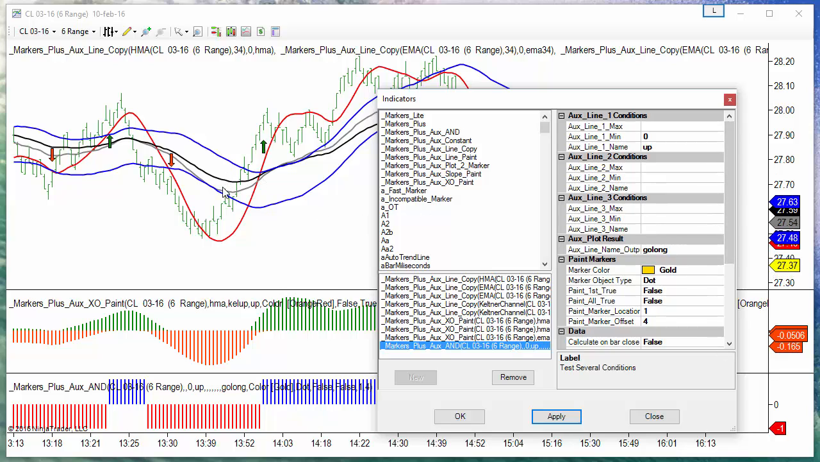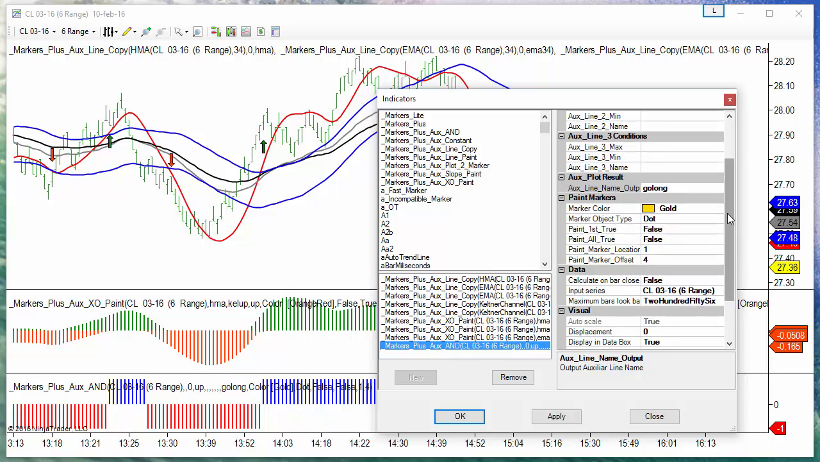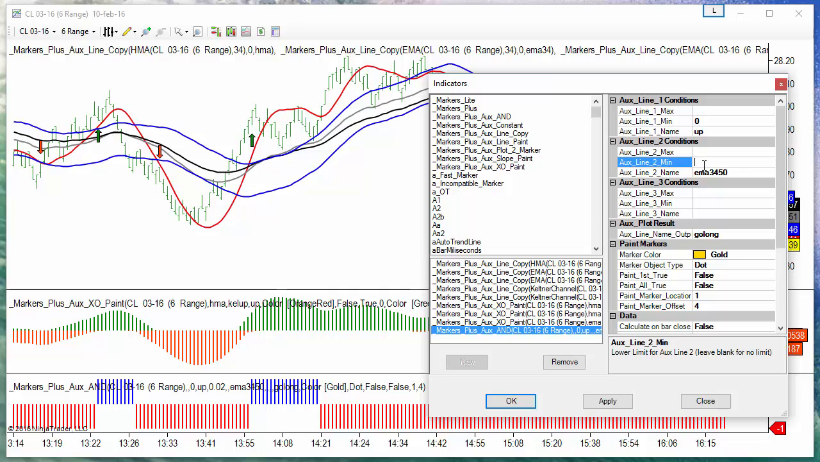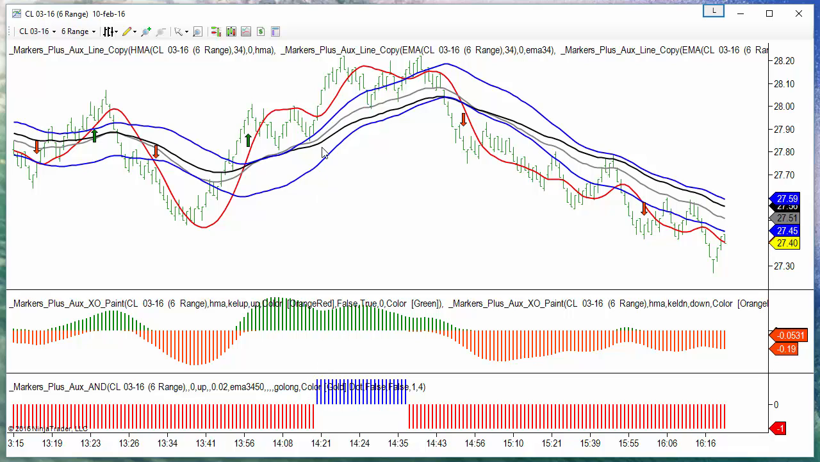The distance between the two moving averages, EMA 3450, I want it positive and bigger than 2 ticks. I don't want a maximum separation, I want a minimum separation. I want 0.02, 2 ticks minimum, not maximum, because only from here we have enough separation, and also red over the blue.